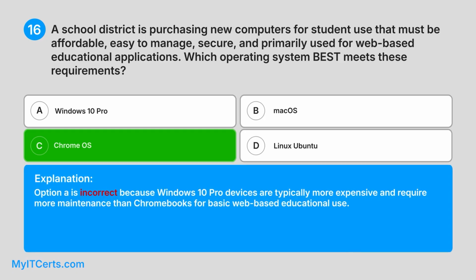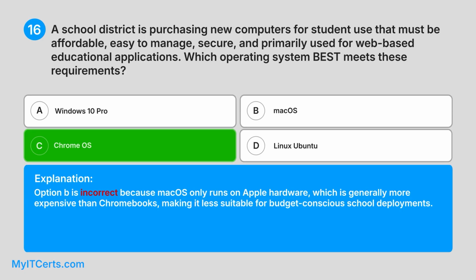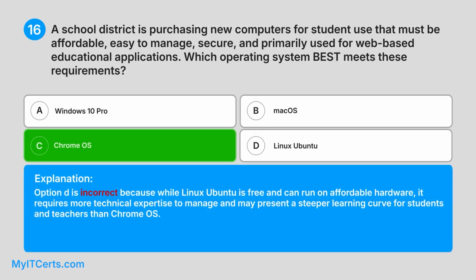Option A, Windows 10 Pro, is incorrect because Windows 10 Pro devices are typically more expensive and require more maintenance than Chromebooks for basic web-based educational use. Option B, macOS, is incorrect because macOS only runs on Apple hardware, which is generally more expensive than Chromebooks, making it less suitable for budget-conscious school deployments. Option D, Linux Ubuntu, is incorrect because while Linux Ubuntu is free and can run on affordable hardware, it requires more technical expertise to manage and may present a steeper learning curve for students and teachers than Chrome OS.